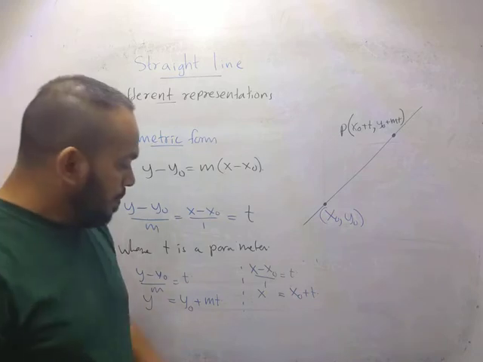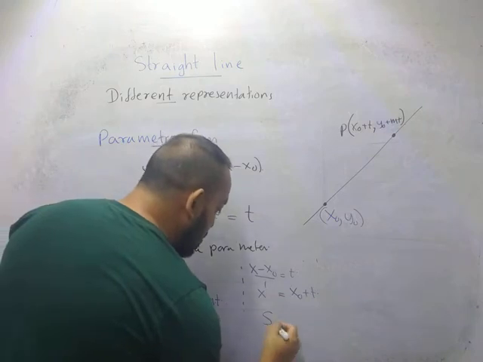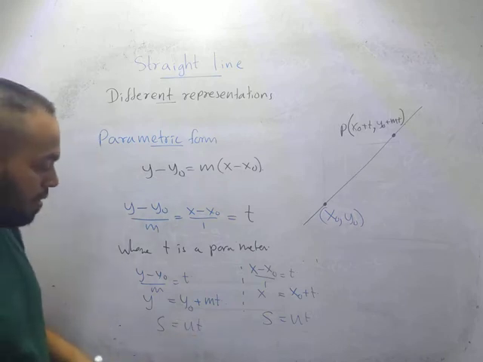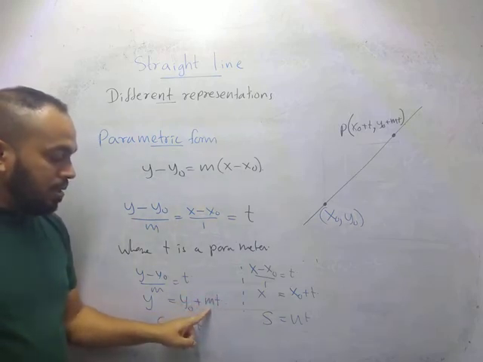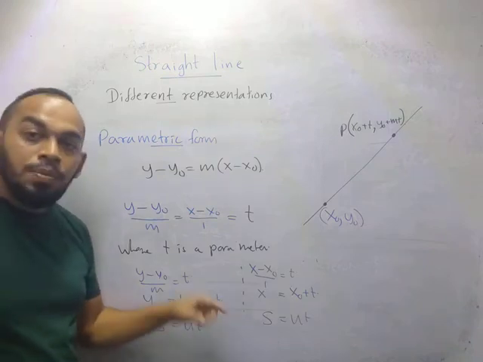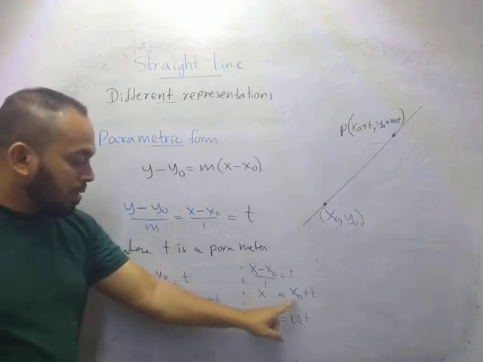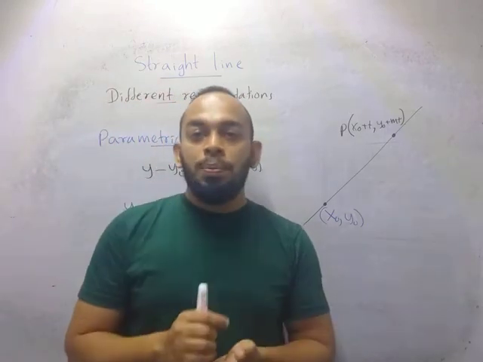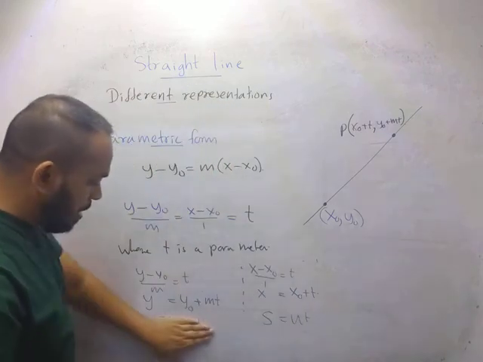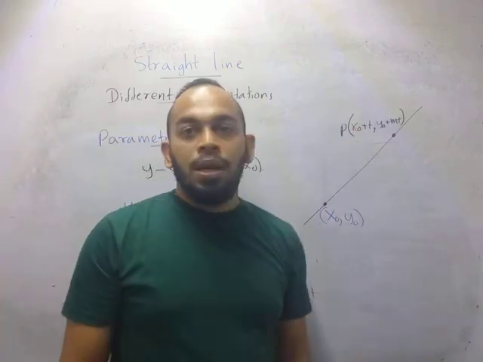This is analogous to s equals ut, the velocity. Velocity times time gives you the displacement, for y and for x. These x naught and y naught give you the initial point. Then, with time, x and y vary.